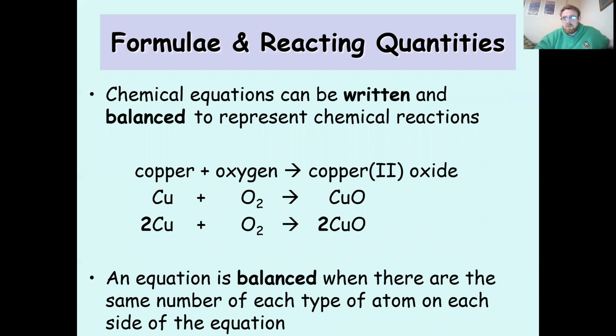Chemical equations can be written and balanced to represent chemical reactions. So copper plus oxygen gives copper(II) oxide. Copper is Cu. Remember, oxygen is diatomic, so that gives you O2. Copper(II) oxide, once you work out the formula of that, so Cu, O, it's got a 2 and a 2. Remember, copper is 2 because it tells you in the name. Swap them over, divide, gives you CuO. And then you can balance it to make sure that the number of atoms are the same on either side. Okay.